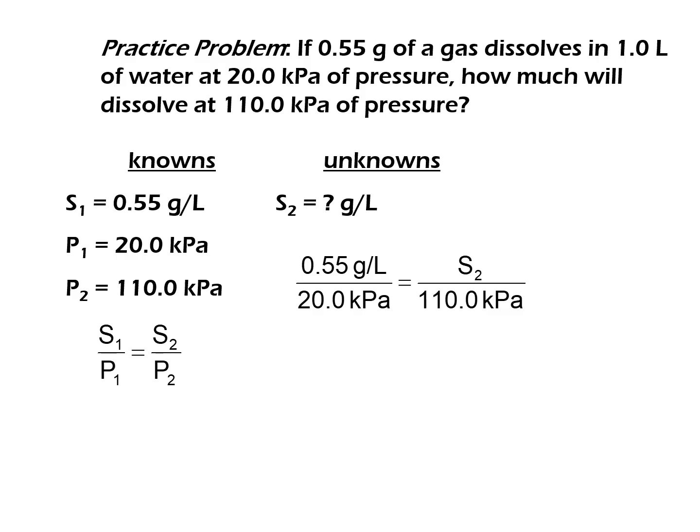Okay, so you solve this, you figure out what S2 is. You should have gotten an answer of 3.0. It has to be 2 sig figs because the least number of sig figs in my problem was 0.55. That was 2 sig figs, so my answer has to be 2. So 3.0 is my answer, and then I have to have the same units I started with. I started with grams per liter, so I have to end with grams per liter. And don't forget to circle your final answer.